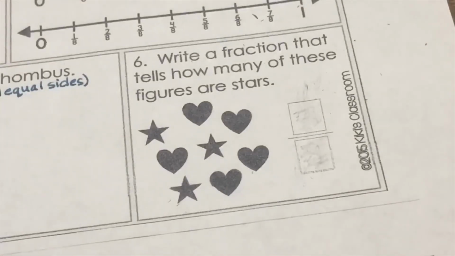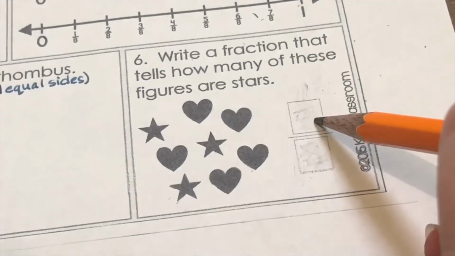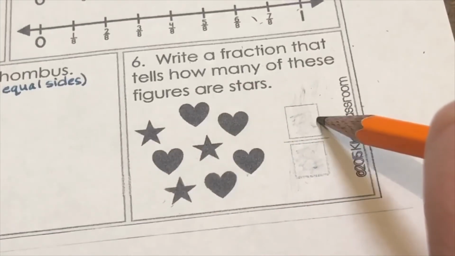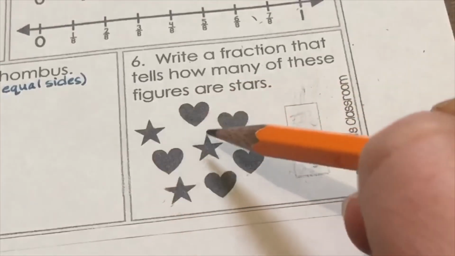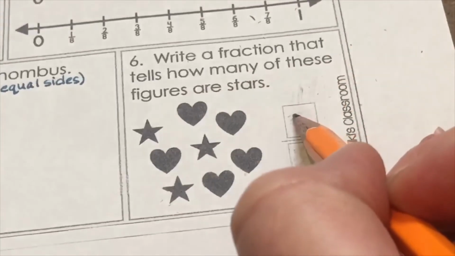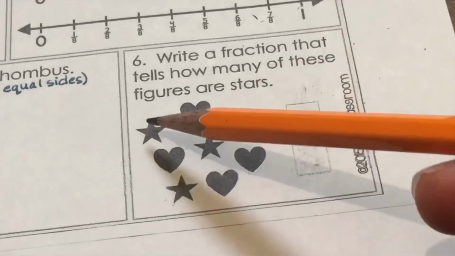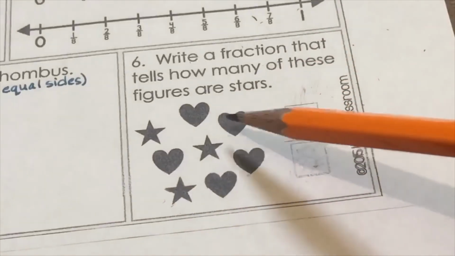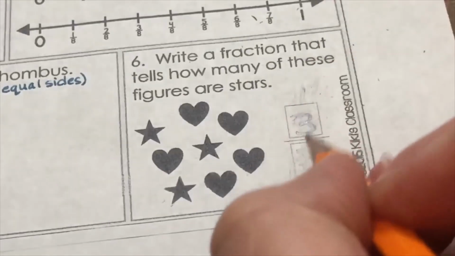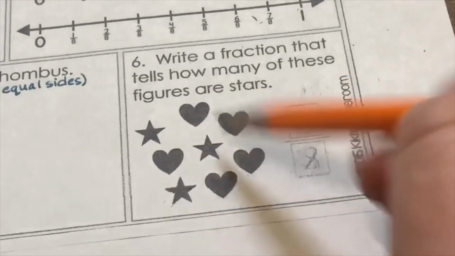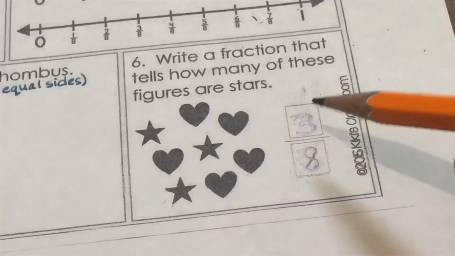And last question of the day is number 6. Write a fraction that tells how many of these figures are stars. So I know my numerator is what I'm talking about and my denominator is how many there are altogether. So if I'm talking about stars, I'm going to count the stars and I see 1, 2, 3. So 3 will be in my numerator and then my denominator is all of those shapes. 1, 2, 3, 4, 5, 6, 7, 8. So 3 out of 8 or 3/8 of all these symbols over here are stars.